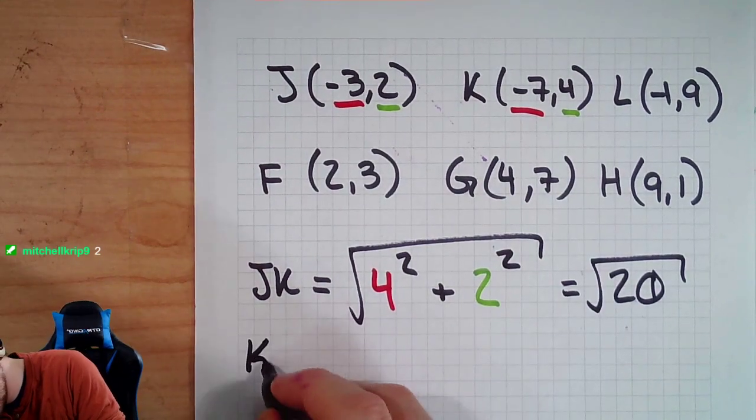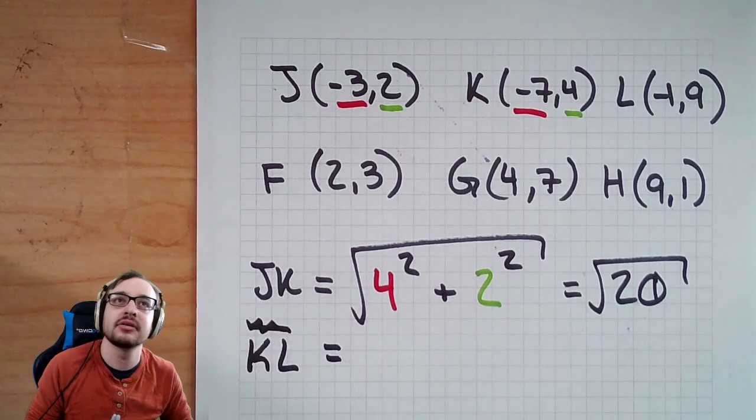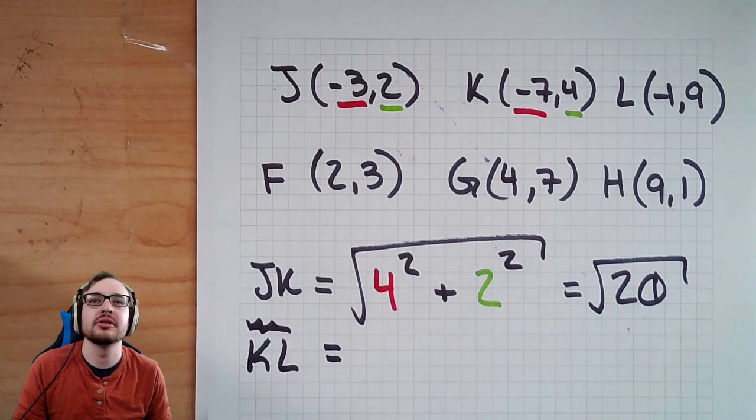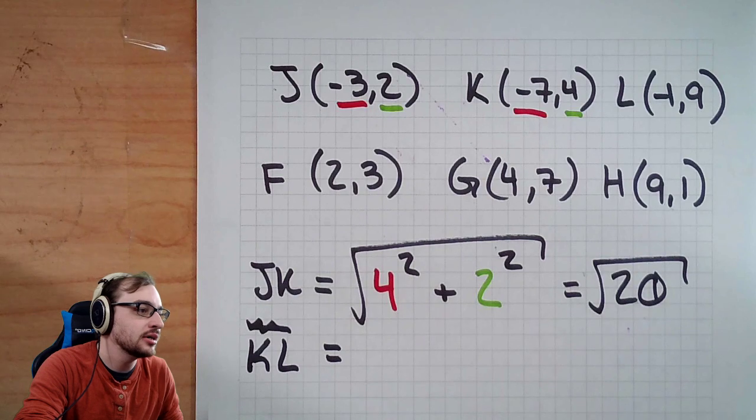Let's do the distance between K and L. Whoops, no line needed because we're talking about measure, not the figure. It will be a segment, but we're talking about its measure, so we don't use the line on top. So K and L.